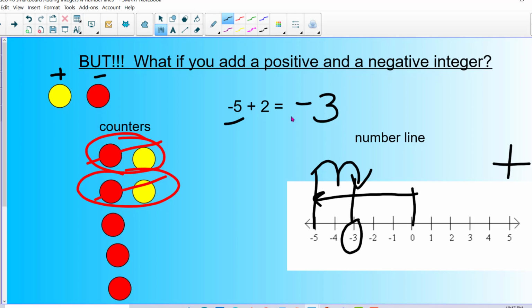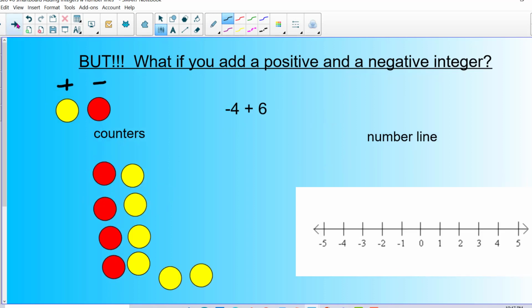All right? Are you starting to get it? It's okay if you're not. Just going to do some more practice. Last one we're doing together. -4 plus 6. Here's your counters.